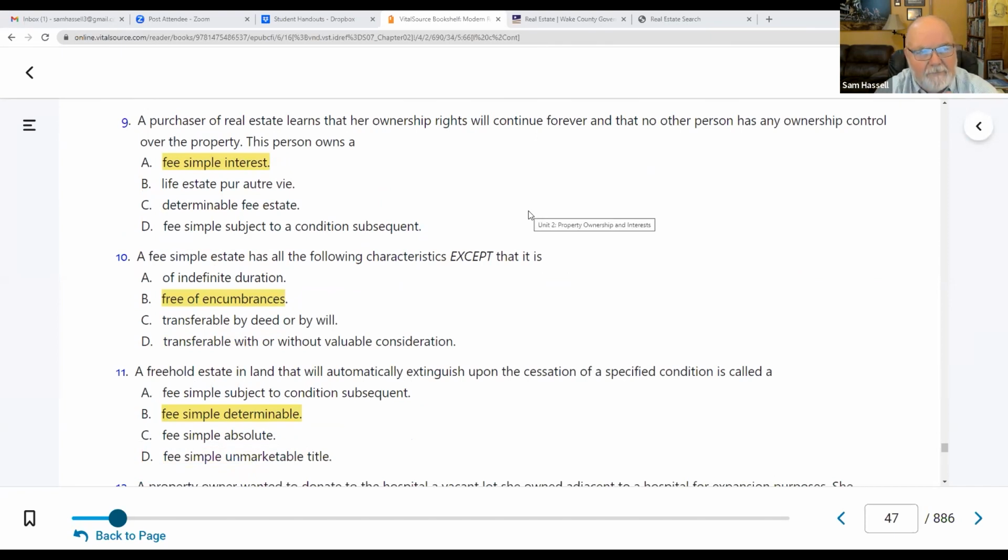Number 9, a purchaser of real estate learns that her ownership rights will continue forever and that no other person has any ownership control over the property. This person owns a fee simple interest, right? That's the best type of ownership you can get. Fee simple means it's inheritable, all right? And there are no conditions in this particular case. Okay.